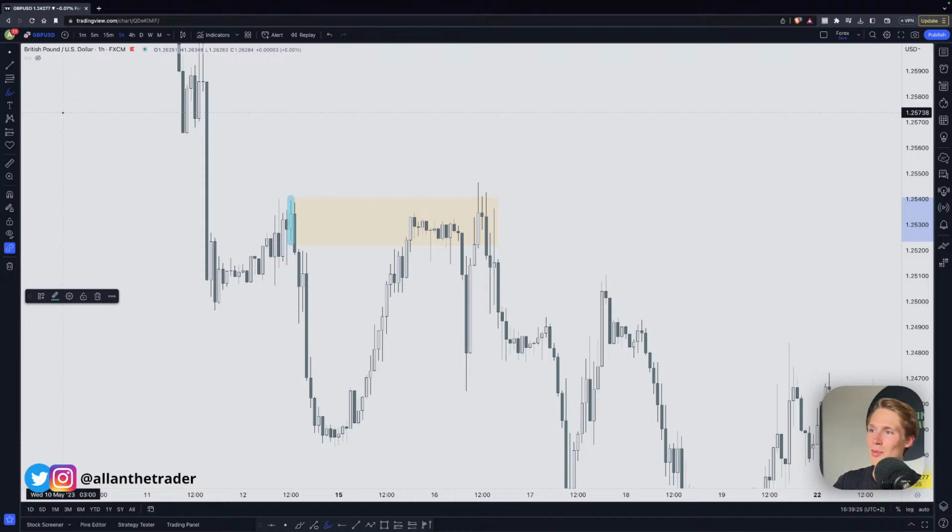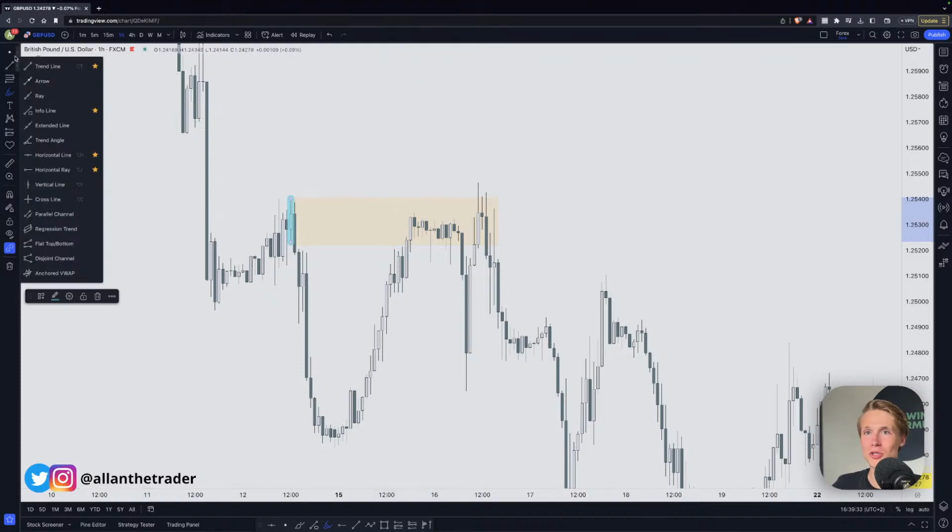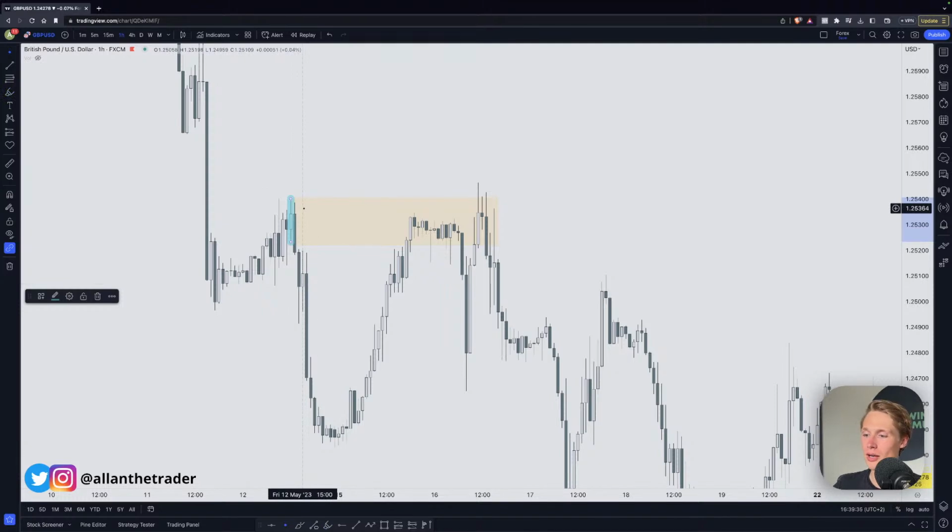And I already know what people think. How do you decide which candle? Yeah, that's what I'm going to cover now. Because for most people, that's the hardest thing about trading using supply and demand. Deciding which candle you need to draw in your zone.